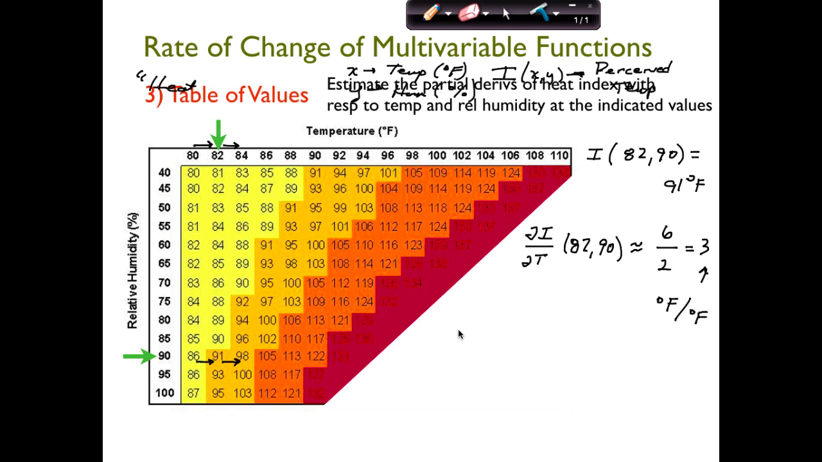Okay, so now I want you to estimate the partial of I with respect to, what did I call it? H for humidity. At the same point, 82, 90. Figure out the partial of I with respect to H at the same point, 82, 90. Go, you can work on it together.